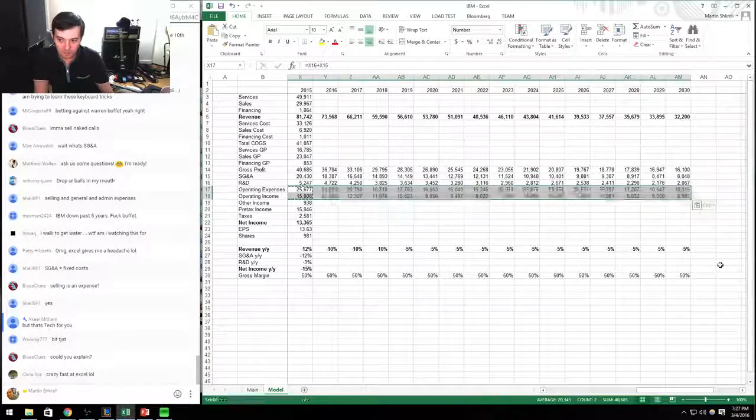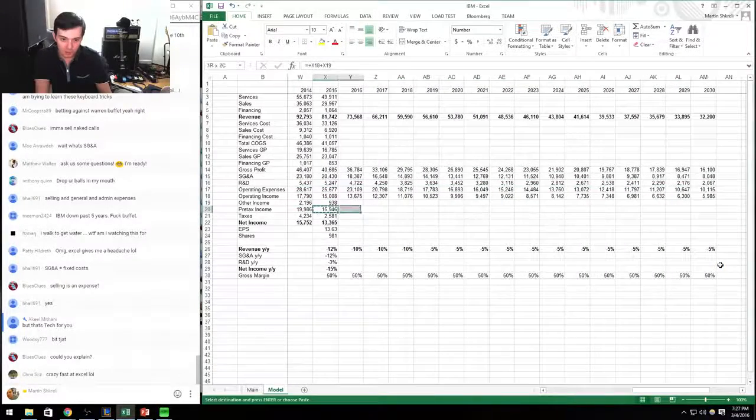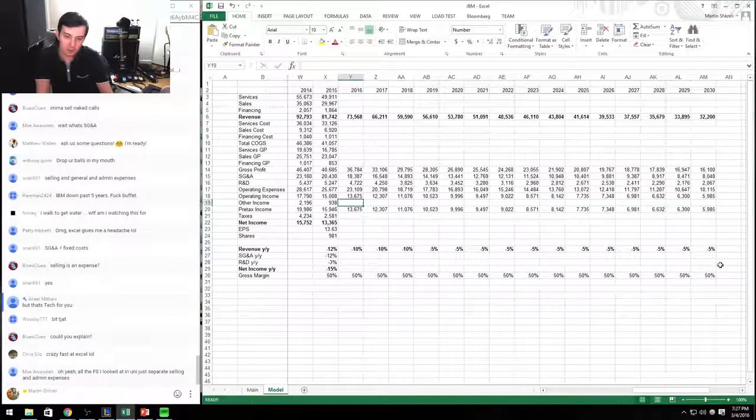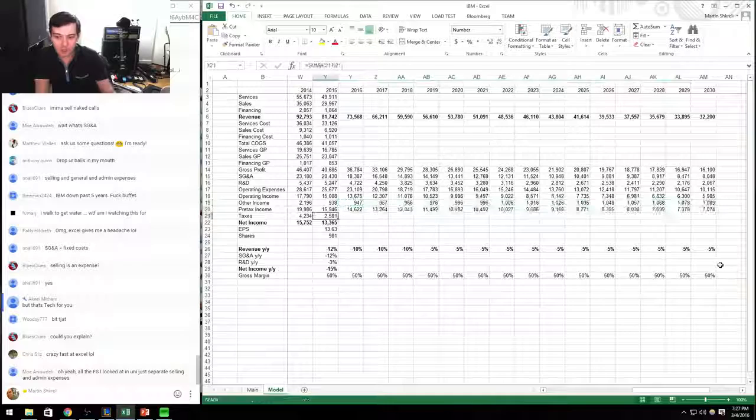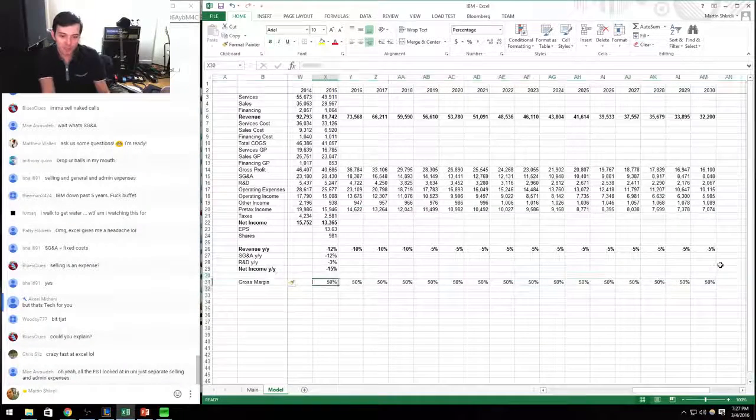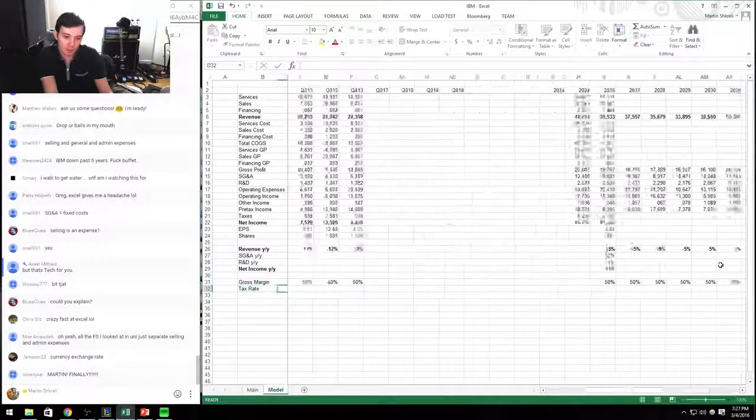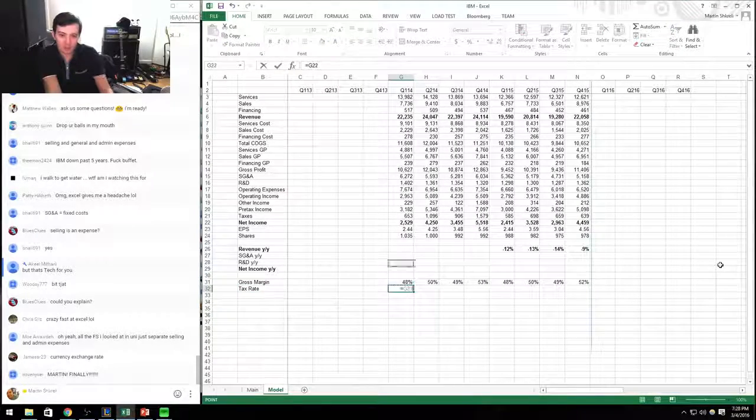Other income will grow because their cash should build up over time. We'll talk about how to treat that in a second. Taxes, well, we can tell what their tax rate is just by doing taxes divided by pre-tax income.